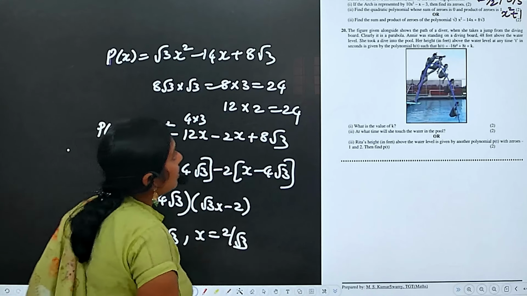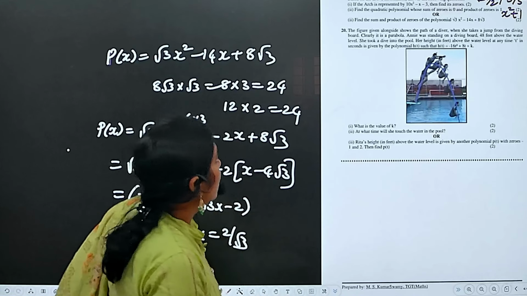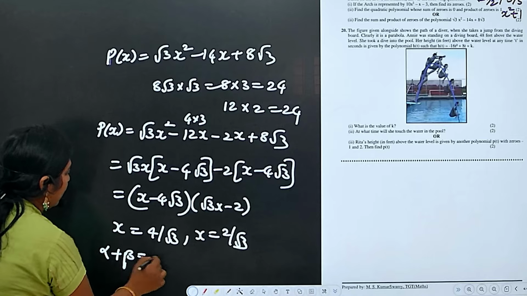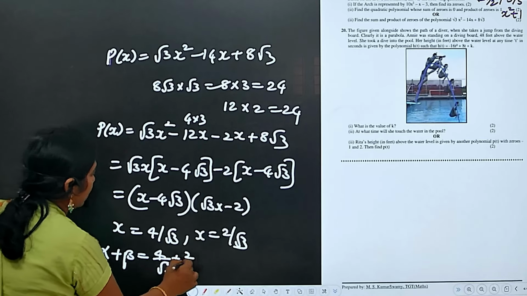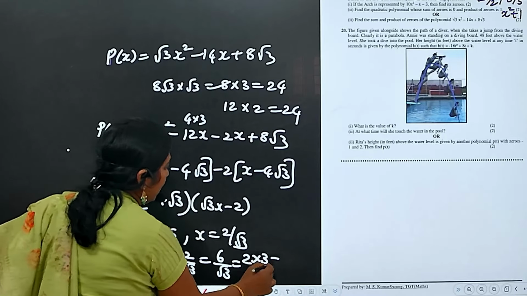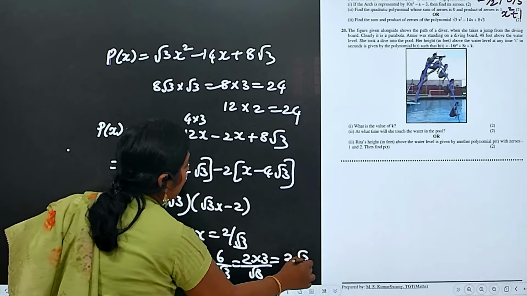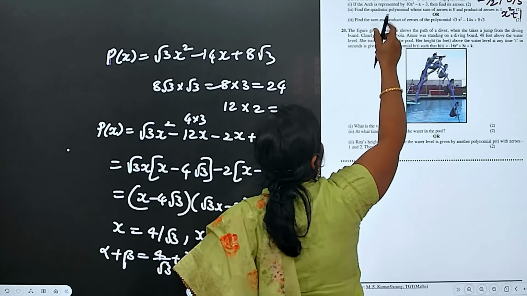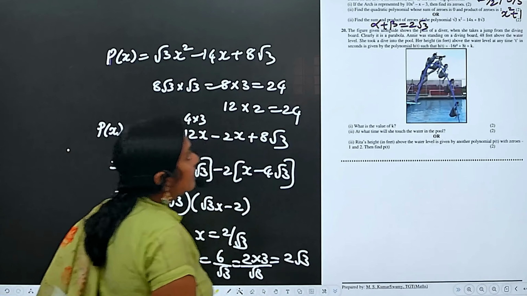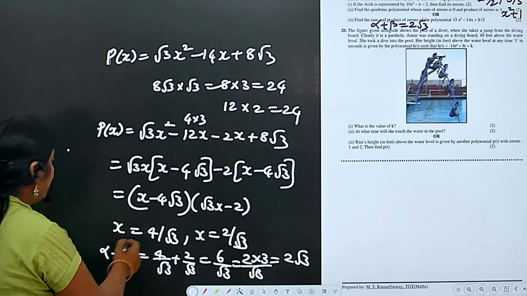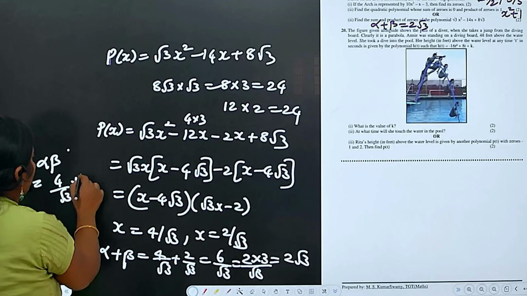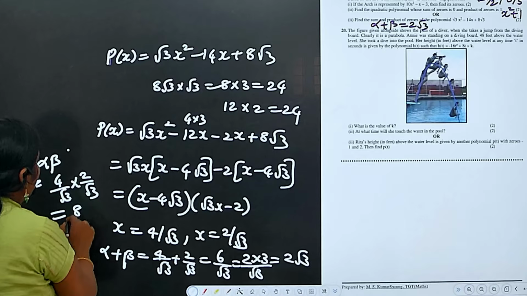What is the question they are asking? Sum and product of zeros. Sum equals alpha plus beta equals 4 over root 3 plus 2 over root 3, which is 6 over root 3. 6 can be written as 2 into 3, so 2 root 3 over root 3 gives 2 root 3. Alpha plus beta equals 2 root 3. Alpha beta equals 4 by root 3 into 2 by root 3, which is 8 by root 3.